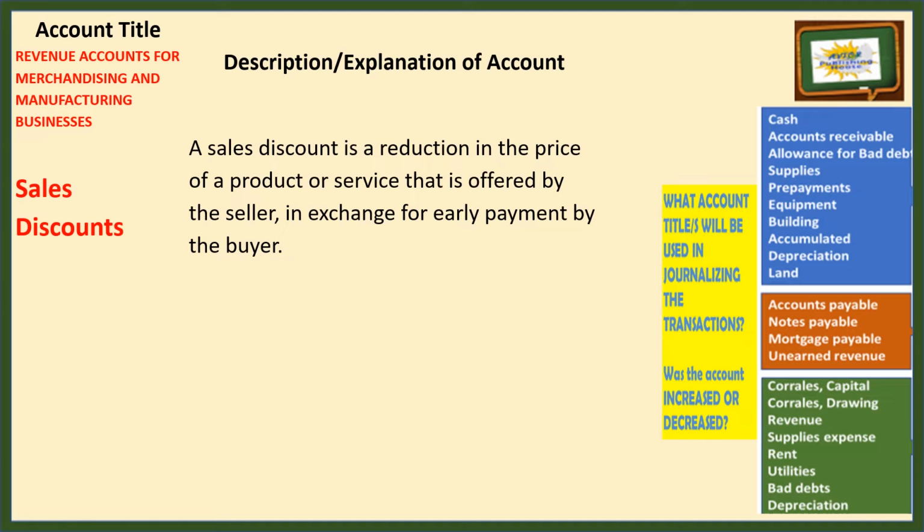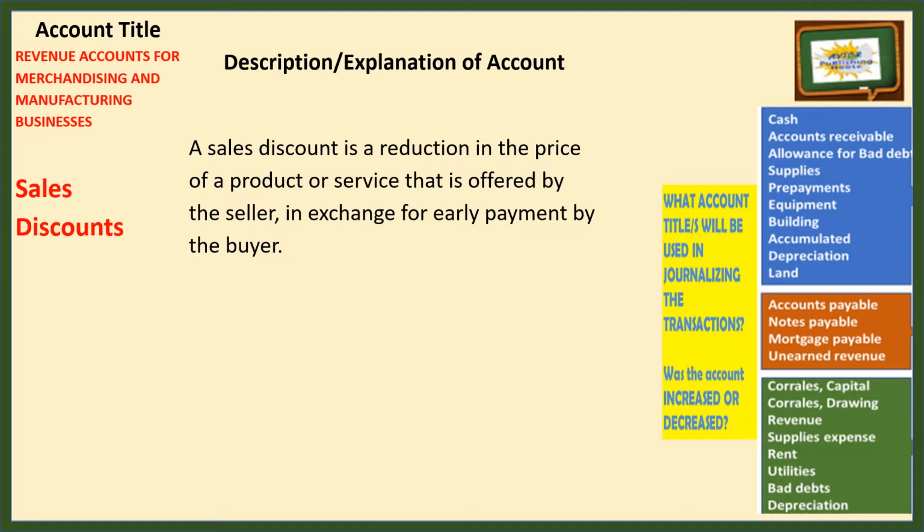There has already been a sales transaction, but instead of paying on a due date, the buyer pays before the due date, then the seller gives that buyer a certain amount of discount. That is a cash discount. From the point of view of the seller, that is called sales discount. From the point of view of the buyer, that is called purchase discount.